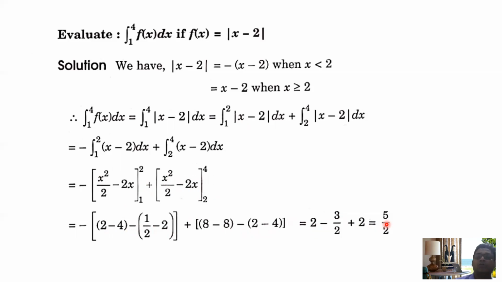So try to solve similar type of questions. In my next video or next lecture, I will discuss some other different types of problems from this evaluation of definite integrals. Thank you.